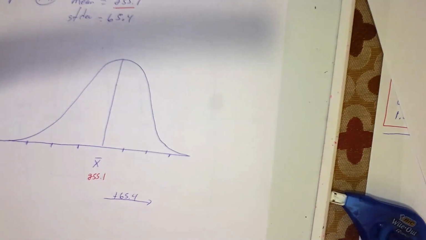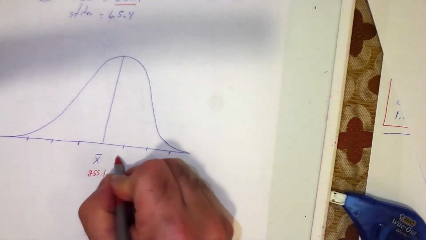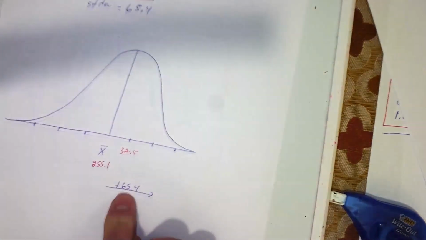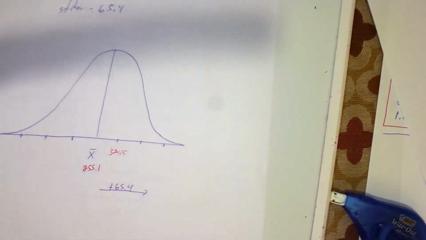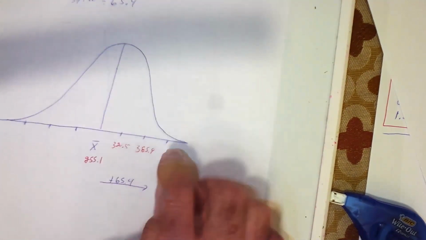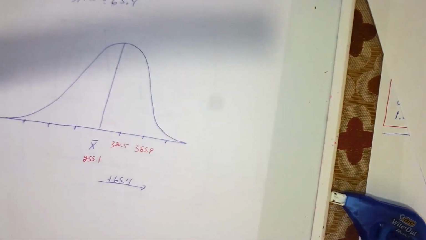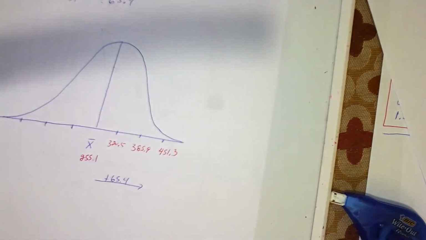All right, so let's add it up. What is 255.1 plus 65.4? You get 320.5. Okay, add another 65.4 to that number. You okay, Jacob? And then add another 65.4. Okay, cool. So we got those numbers.